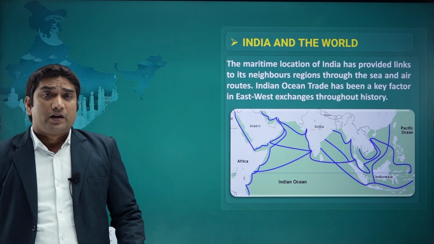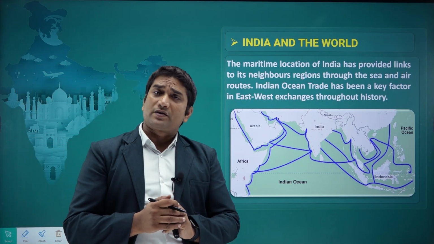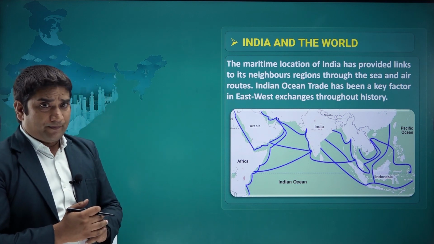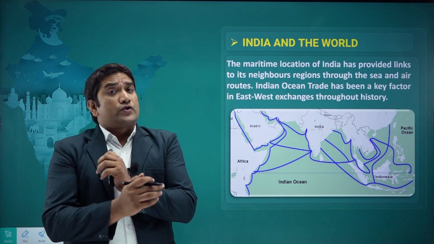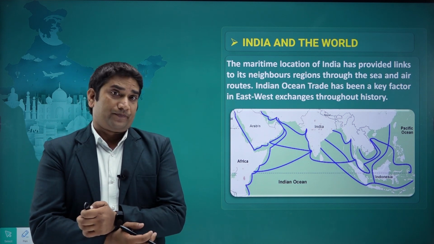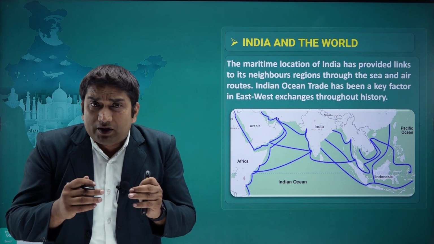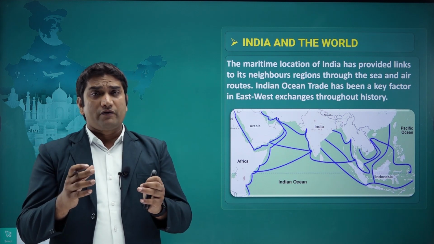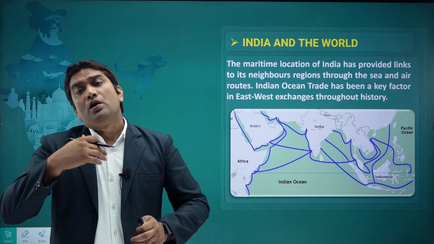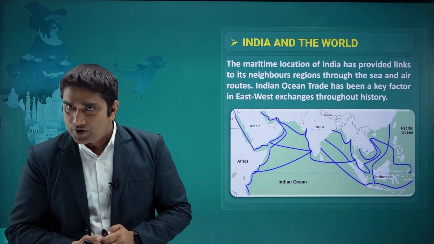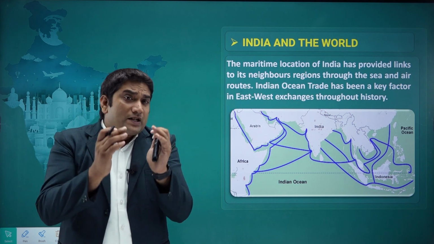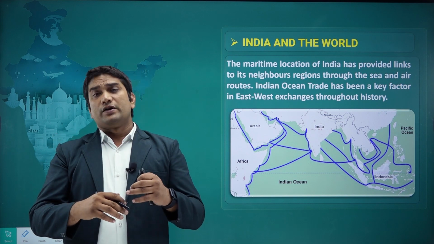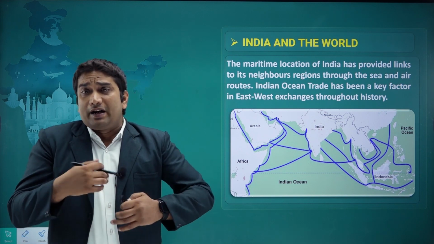India and the world. Now students, after independence approximately 7-8 decades have passed. In these decades, India has gained too much socio-economic significance in the world. Because of the maritime location of India, which provides links to its neighbor regions and the rest of the world through the sea or ocean body, we are doing international trade, exchanging our culture, and carrying out socio-economic practices between the neighbor countries and the rest of the world.